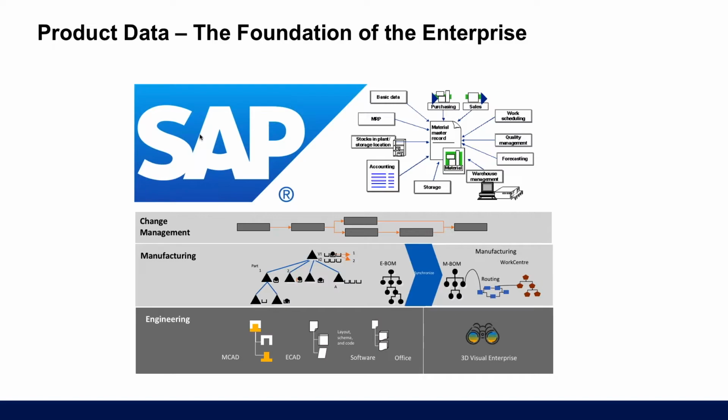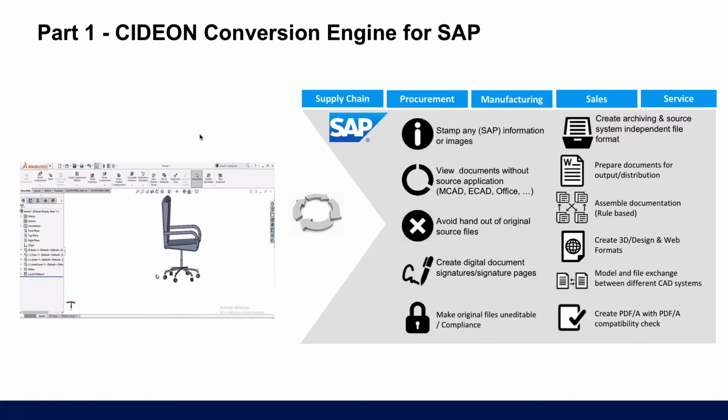The challenge: how do we ensure the correct engineering data and documents, such as the CAD drawings and any associated metadata and attributes, are actually made available in a neutrally accessible format for the purchasing, manufacturing, and other departments and users within SAP? This is the key topic that we're addressing today. And the solution to this is by using the conversion engine for SAP.